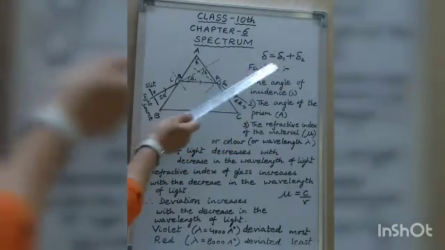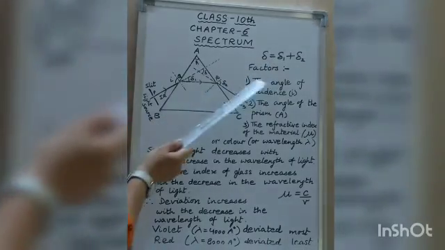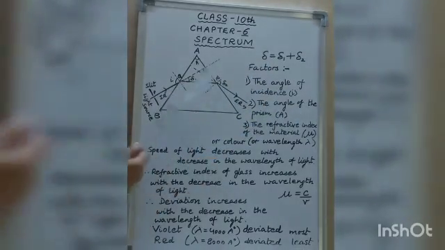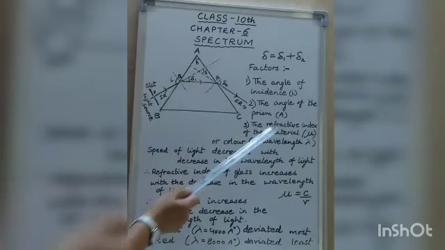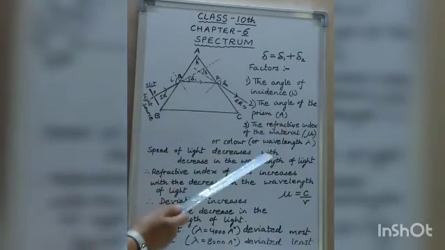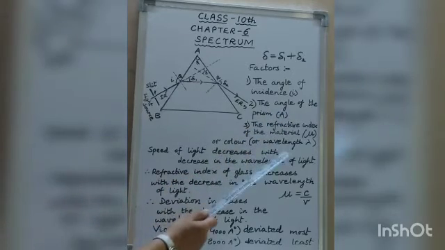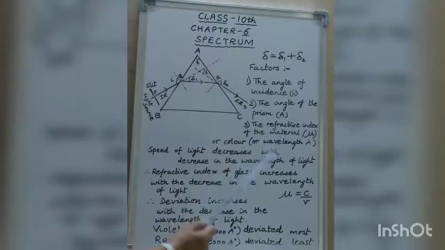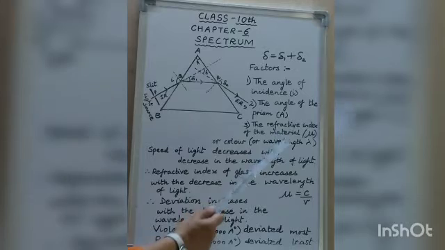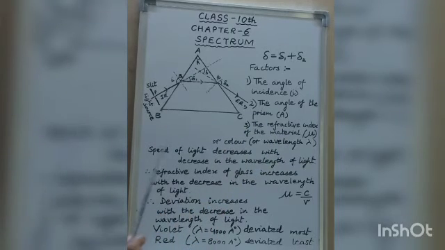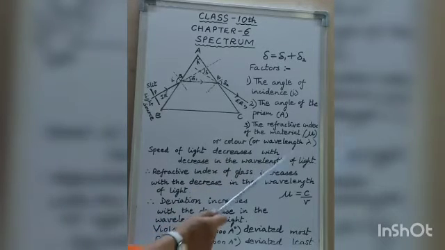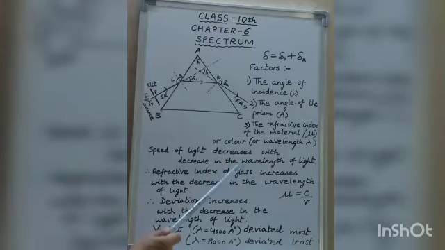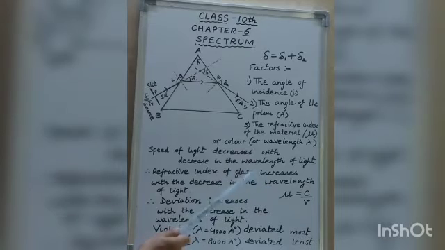And the factors on which the total angle of deviation delta depends are the angle of incidence i, the angle of the prism A, and the refractive index of the material of the prism. The refractive index is related to the color or wavelength of light. So, the angle of deviation also depends on the color or wavelength, lambda, of the light ray. Now, children, you know speed of light decreases with decrease in wavelength of the light. Less wavelength, less will be the speed of light in the medium when it enters any medium.